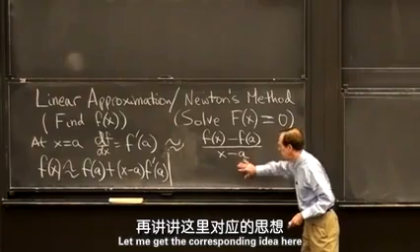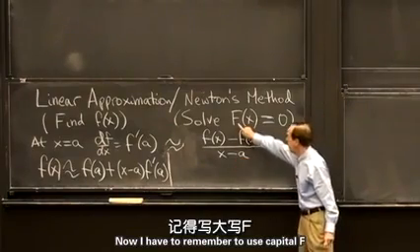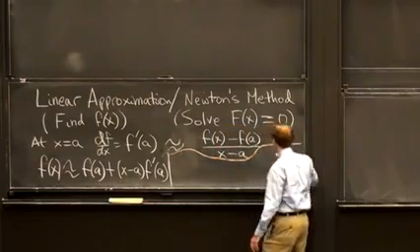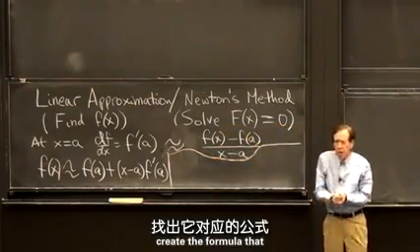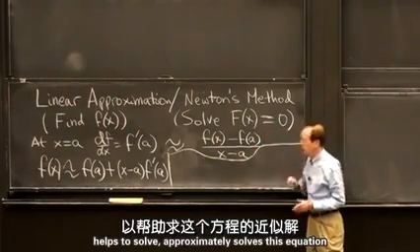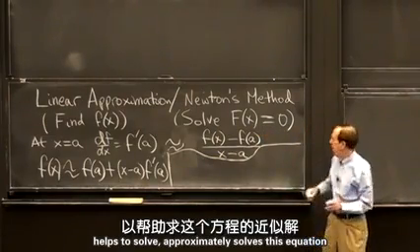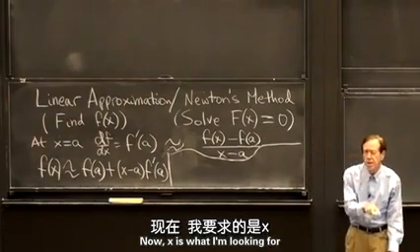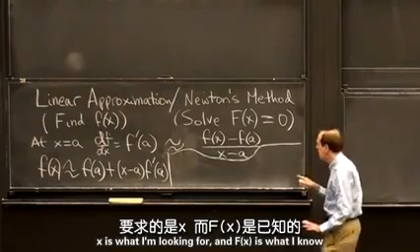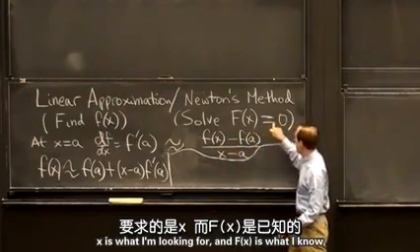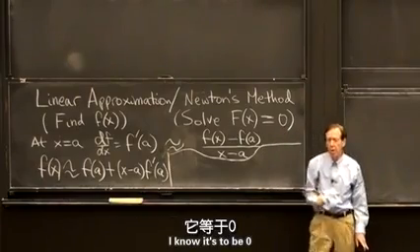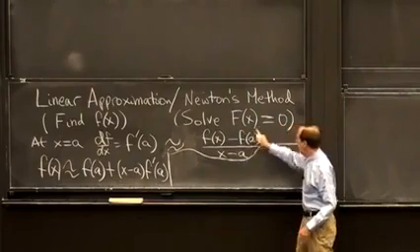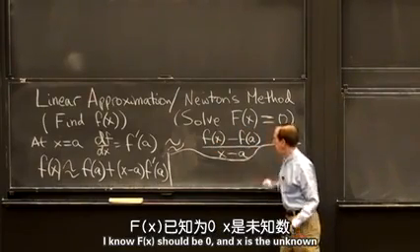Let me get the corresponding idea here. Now I have to remember to use capital F. So let me create the formula that helps to solve, approximately solves, this equation. What's the difference? Now, x is what I'm looking for, and F of x is what I know. I know it's to be 0. So I'm going to use this with capital F. I know F of x should be 0, and x is the unknown.